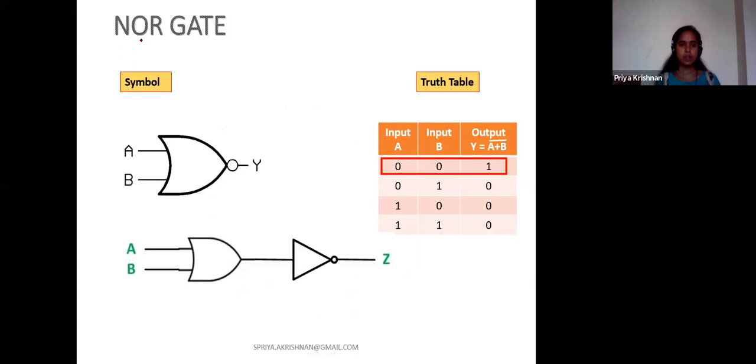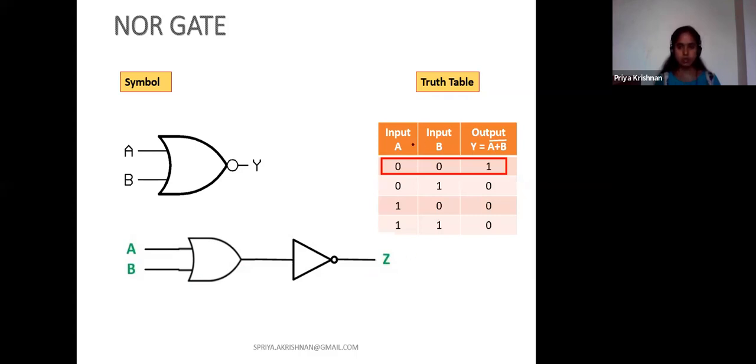Next we will move to the NOR gate. The NOR gate is OR plus NOT. Draw the OR gate and in the output put one NOT gate. That is the operation of the NOR gate. Here the inputs are A and B, the output Y is equal to A plus B. If you invert A plus B, the output Z is equal to A plus B whole bar.